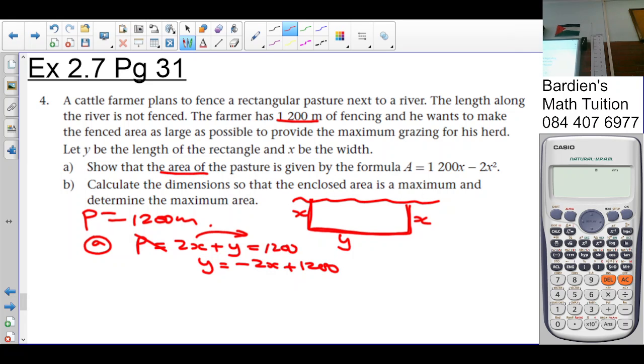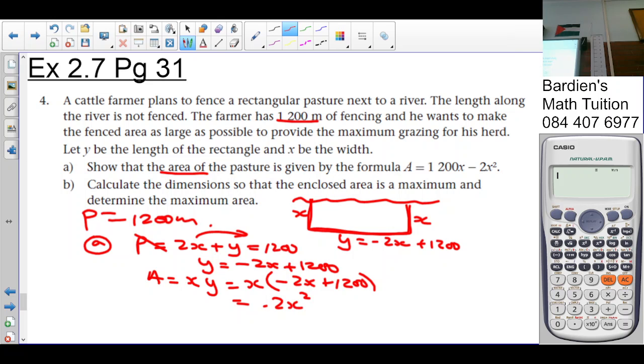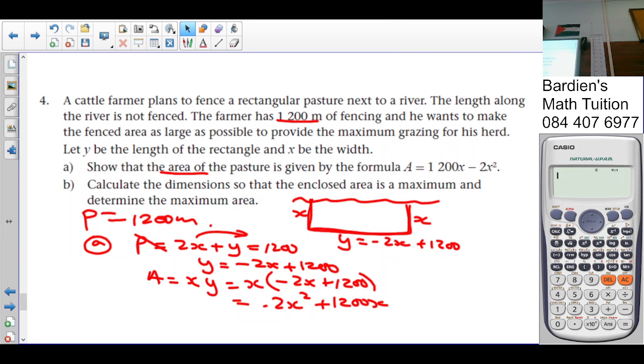Remember they asked you to show the area. How do you calculate the area of this rectangle? Length times width, or x times y. It's going to be x into y, which is now negative 2x plus 1200, which is negative 2x squared plus 1200x. And that's what they asked us to prove. B says calculate the dimensions so that the enclosed area is the maximum, and determine the maximum area.